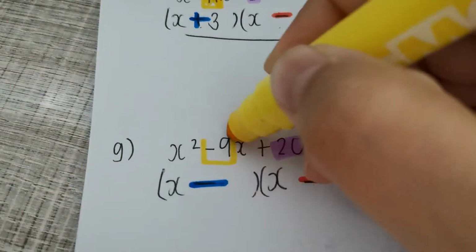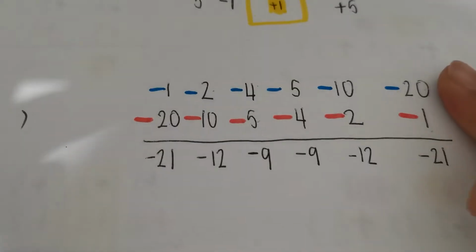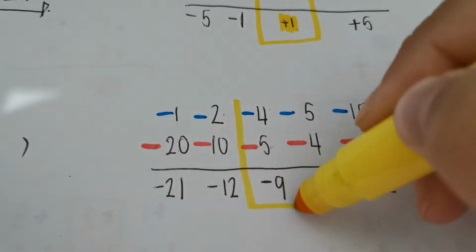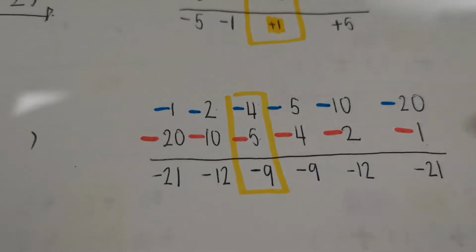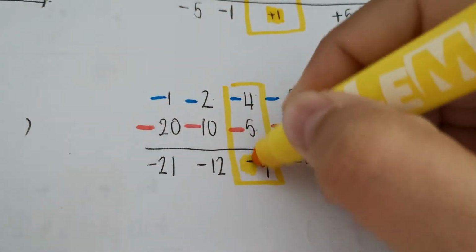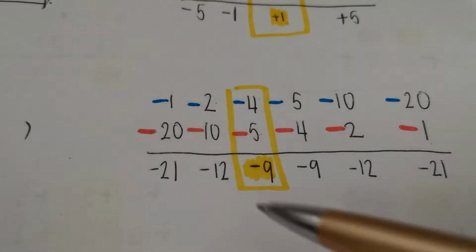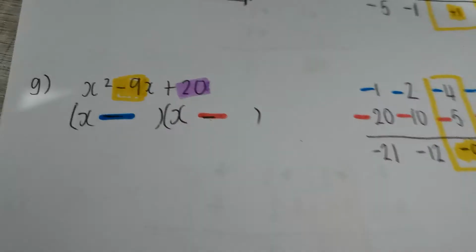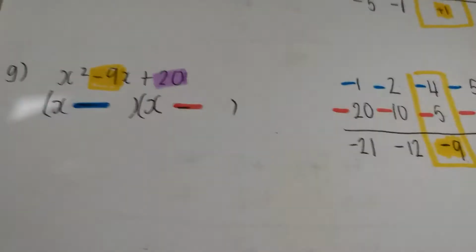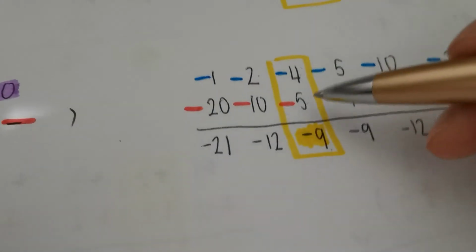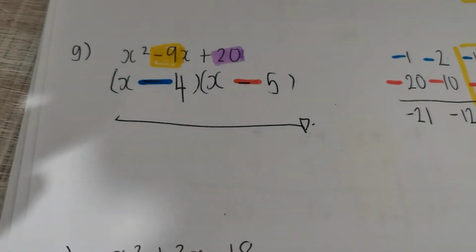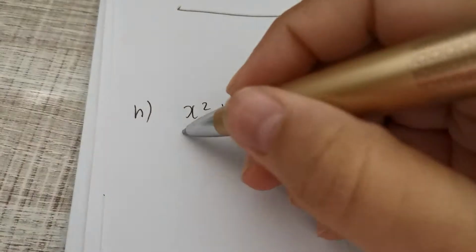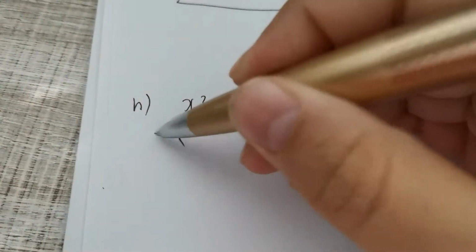Okay, let's go back. We are looking for a negative 9. Where's a negative 9? There it is. Do you see how there's a negative 9 here as well? You can use that one and use exactly those numbers. It's perfectly fine as long as it works out. Okay, anyway, next to blue was 4. And next to pink was 5. Done.